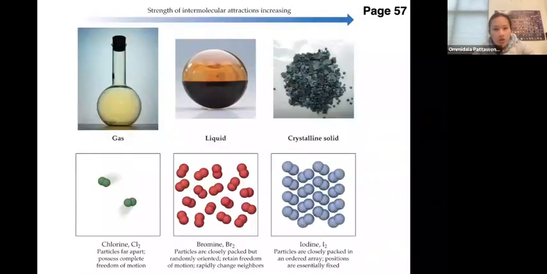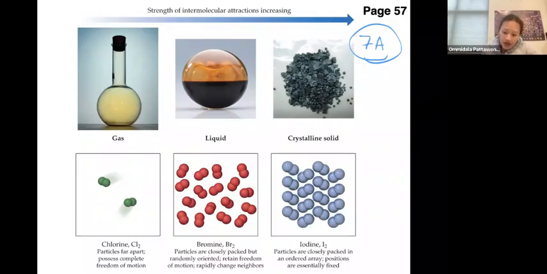The strength of the IMF actually determines the state of matter. So what I would like you to look at is these three pictures right here. These are chlorine, bromine, and iodine molecules. These are elements in group 7A. So on the periodic table, they are in the same group. So their properties should be similar, for example in terms of reactivity.